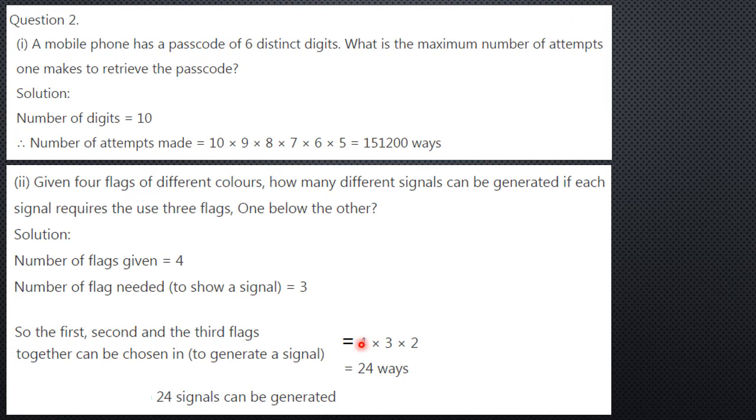The first place can be filled by using any one of the colors. There are 4 colors, so 4 chances. If one color is filled, we go to the next place to use 3 colors. So here 3 chances are there, therefore use any one color from the 3 colors. Remaining we have 2 colors only for the third place, therefore here 2 chances. Totally 24 ways to make the signals.